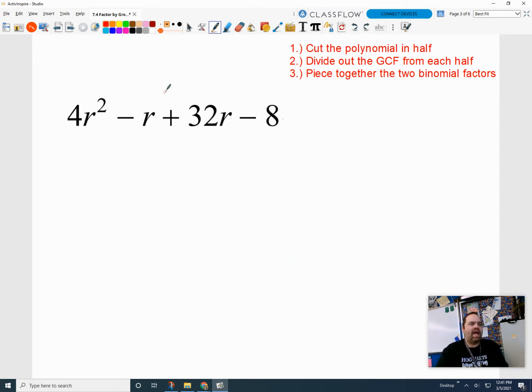All right, cut this guy in half. You always cut it in half. Right after the second term, draw a line. The line's there to help me keep organized. You don't have to draw a line. I just think it's helpful.